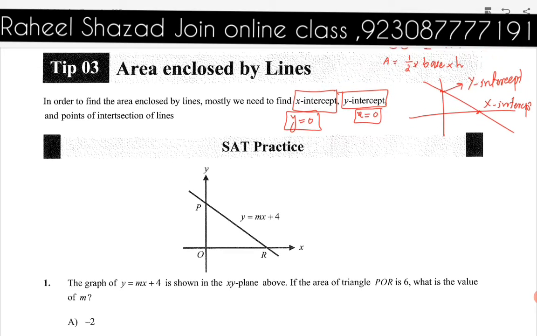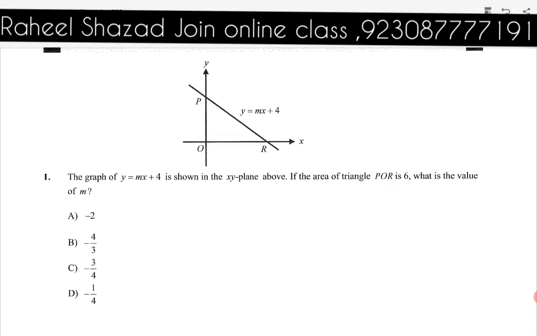So, area enclosed by the lines. Okay, here is a question. We can see a straight line here, with points P and R, and y equals mx plus 4. The graph of y equals mx plus 4 is shown. By the way, it's easy to understand that this point is 4, because it is mx plus c, and c is the y-intercept. That tells us that this particular line is cutting the y-axis at 4. It is shown in the xy plane above. If the area of the triangle is 6, they have made our job easy. It's given that the area of triangle POR is 6 centimeter square. What is the value of m?